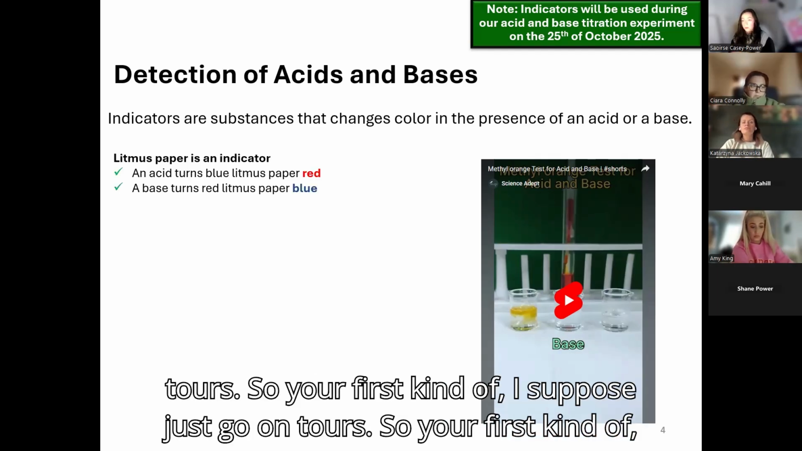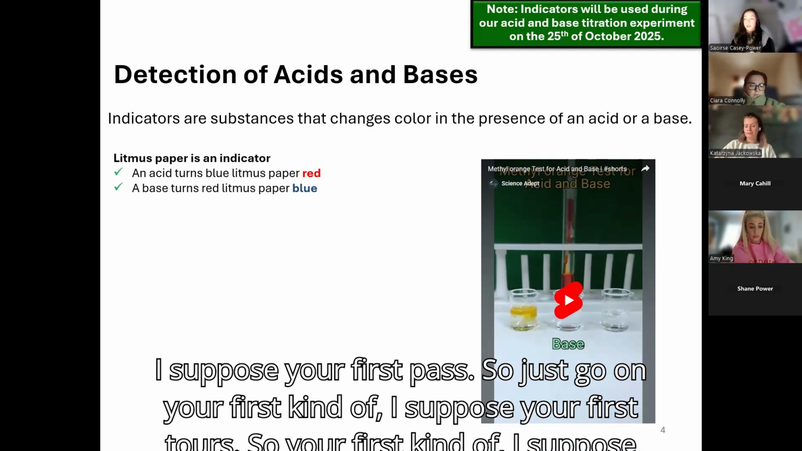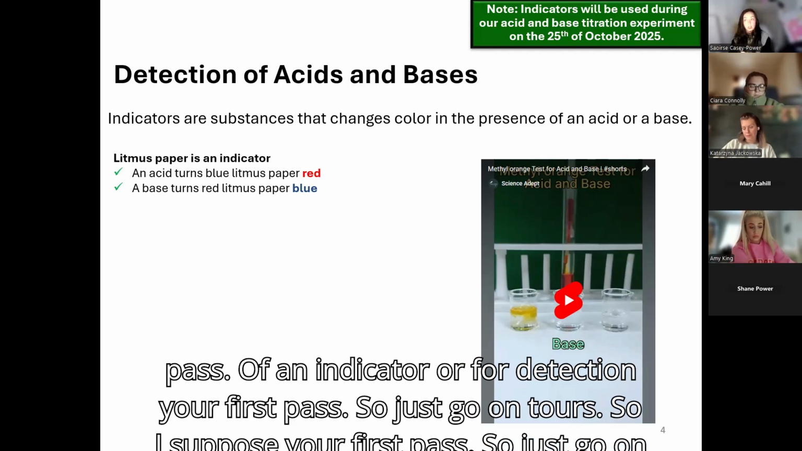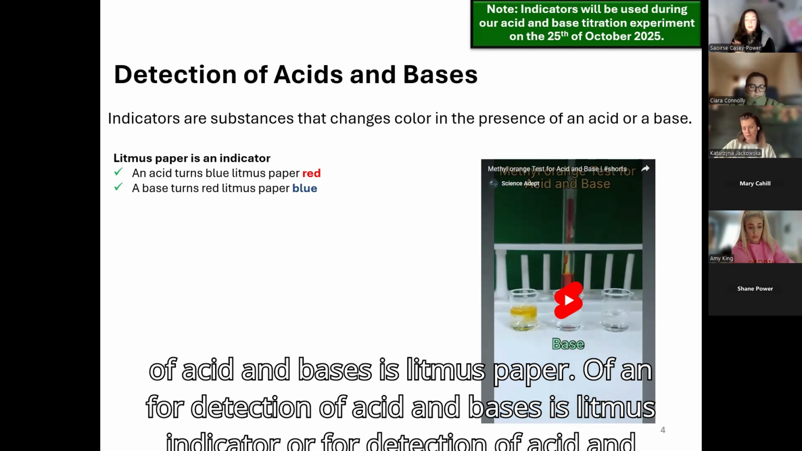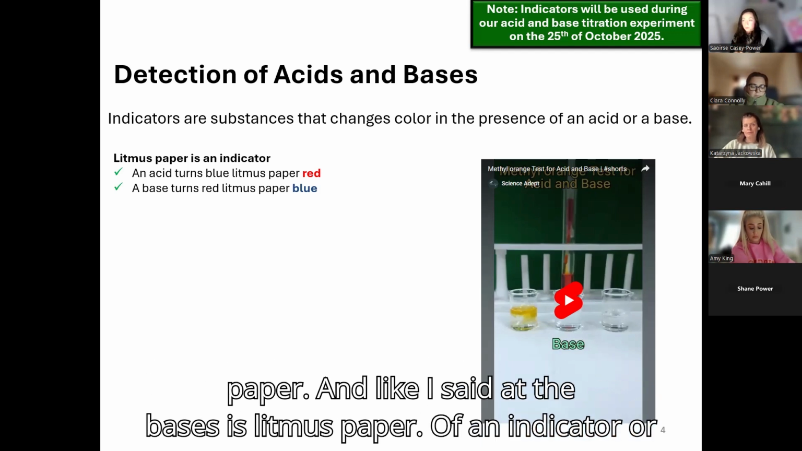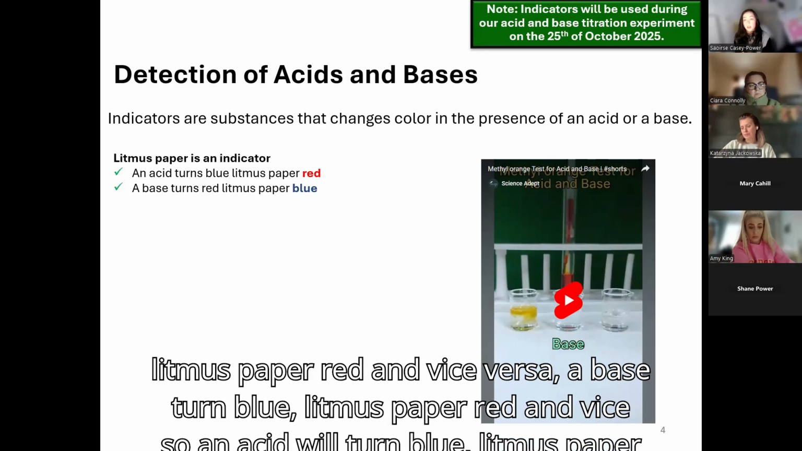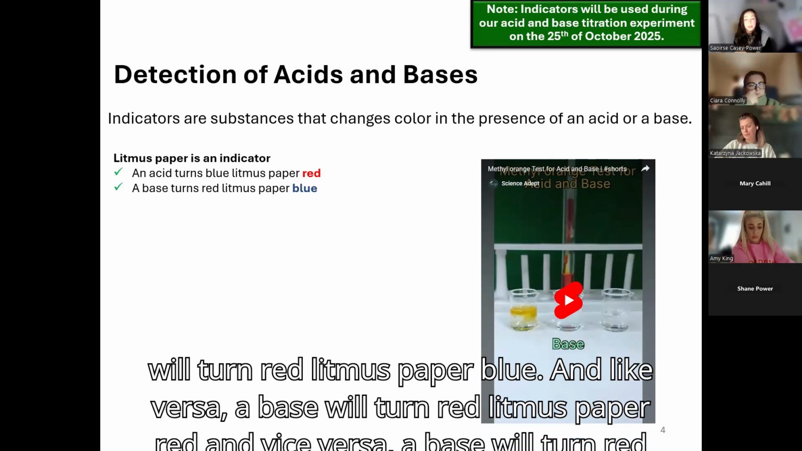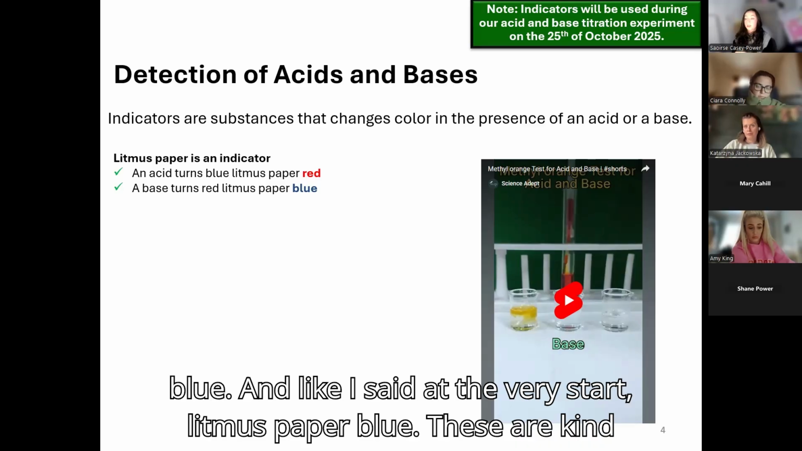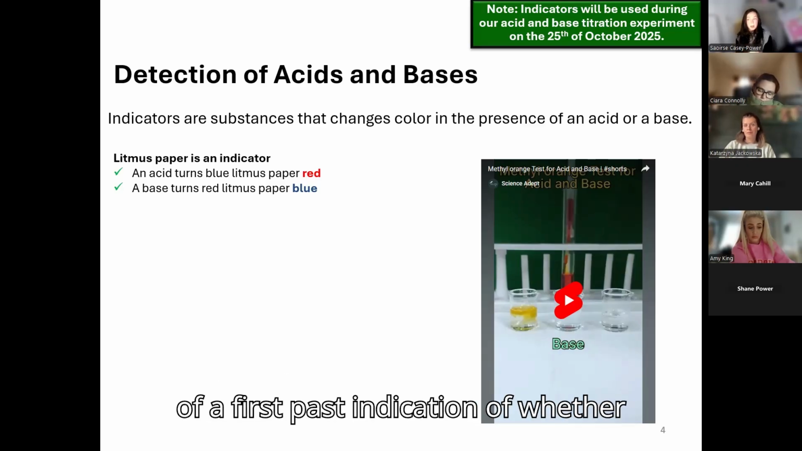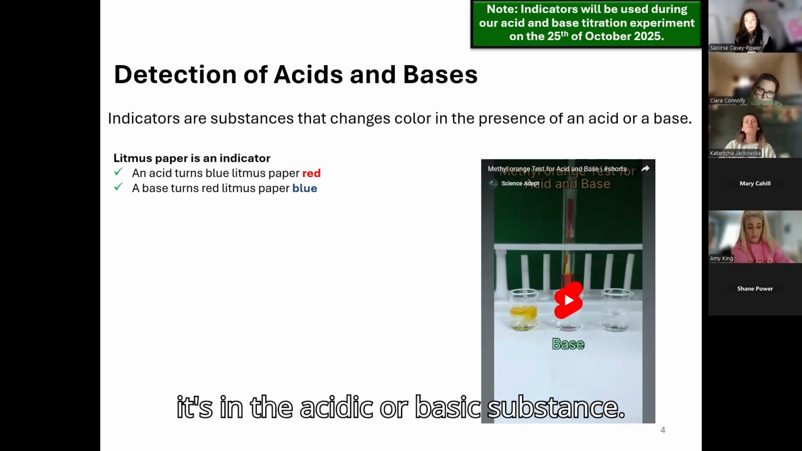So just going through it. Your first pass of an indicator for the detection of acids and bases is litmus paper. Like I said at the very start, an acid will turn blue litmus paper red, and vice versa, a base will turn red litmus paper blue. These are a first pass indication of whether it's an acidic or basic substance.